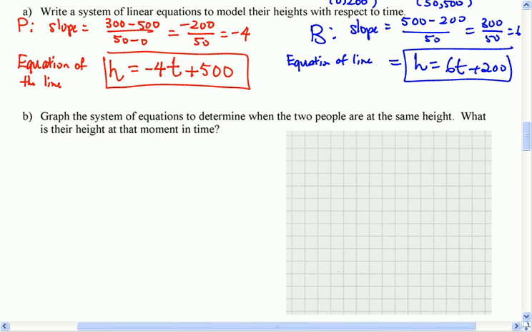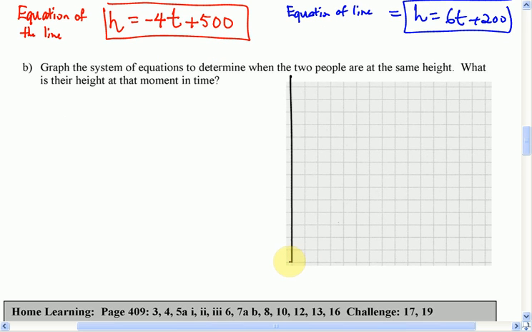Good luck. Do your grid. Do your time. Time. How about 10, 20, 30, 40, 50, 60. I guess that's seconds. Height could be a little bit harder.